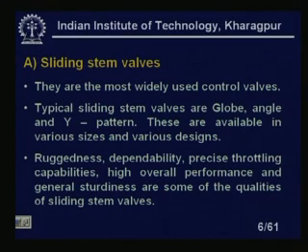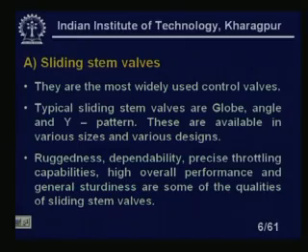Then ruggedness, dependability, precise throttling capabilities. Throttling means precise passing of the liquid. That means if for this particular position this much liquid will flow, this will be the volumetric flow of the liquid, that can be precisely achieved in this type of valve, the sliding stem valve. High overall performance and general sturdiness are some of the qualities of sliding stem valves. It is very rugged, very sturdy, so it is widely used in industry.